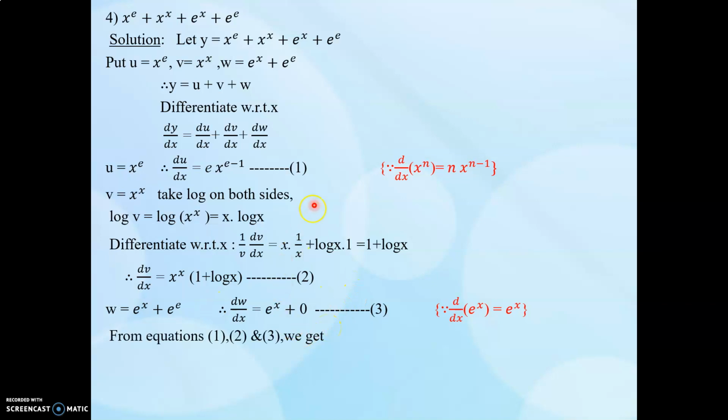So from equations 1, 2 and 3, this will become dy upon dx is equal to, in the place of du upon dx, we are substituting e into x raised to e minus 1, and in the second term dv upon dx is x raised to x into 1 plus log x, plus e raised to x. In the next term we are adjusting. So e into x raised to e minus 1 plus e raised to x plus x raised to x into 1 plus log x is the final answer for this question.